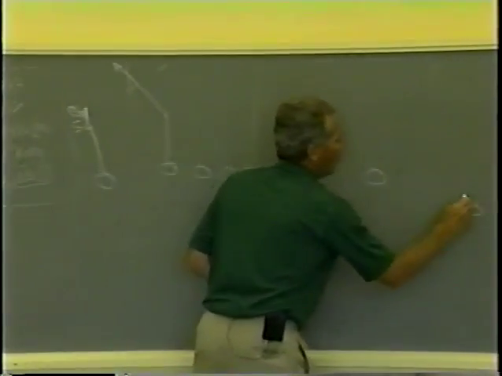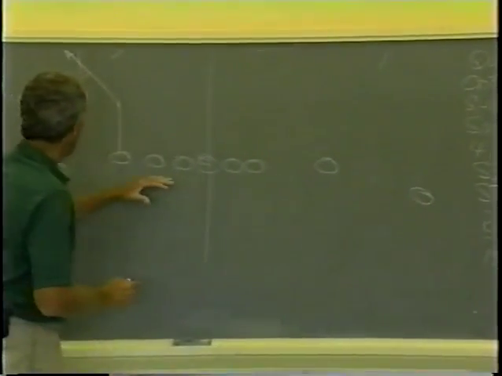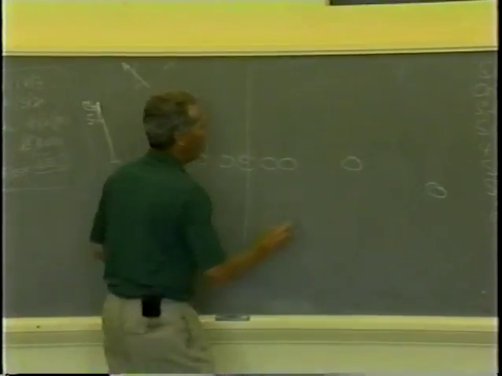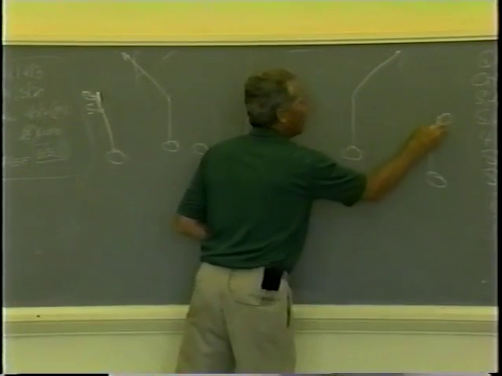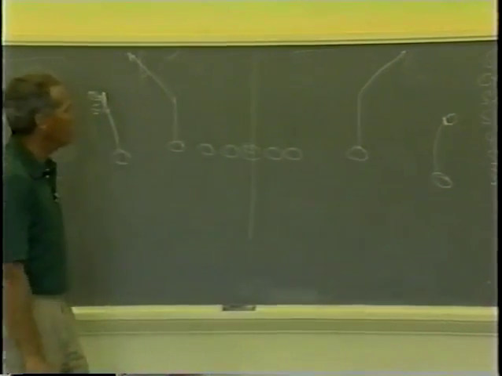Same thing over here. This could be called a double smash if this were a particular formation. This guy comes down, reads it, and runs his corner route. This guy comes down here and sits right here at 5 to 6 yards.